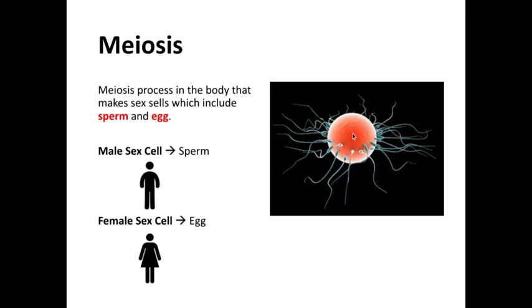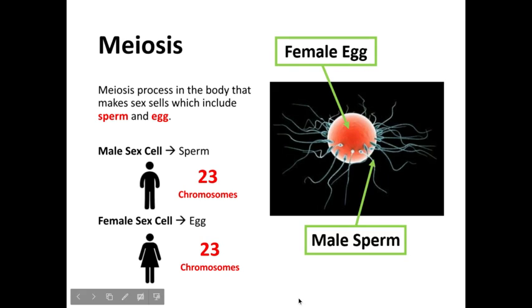In this picture, the large circle under magnification is the female or the mom's egg. These little things that look like tadpoles are the sperm. Remember, it only takes one sperm and one sperm only to fertilize an egg. 23 chromosomes for the sperm and 23 for the egg. And like I said before, male sperm is the little thing that looks like a tadpole, and the female egg is the big round ball of cells.